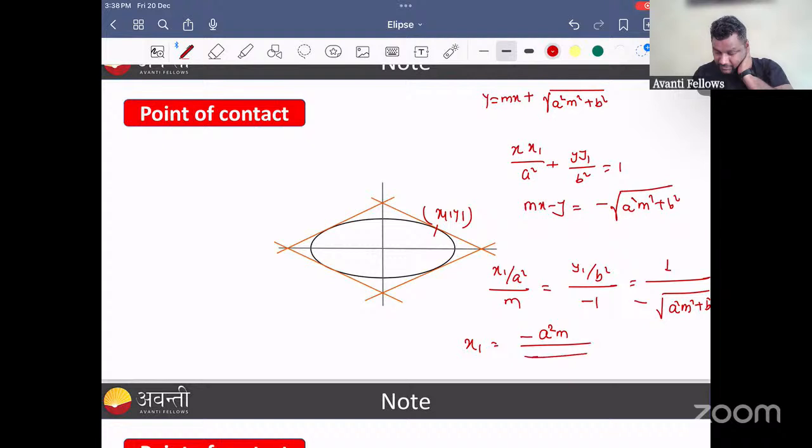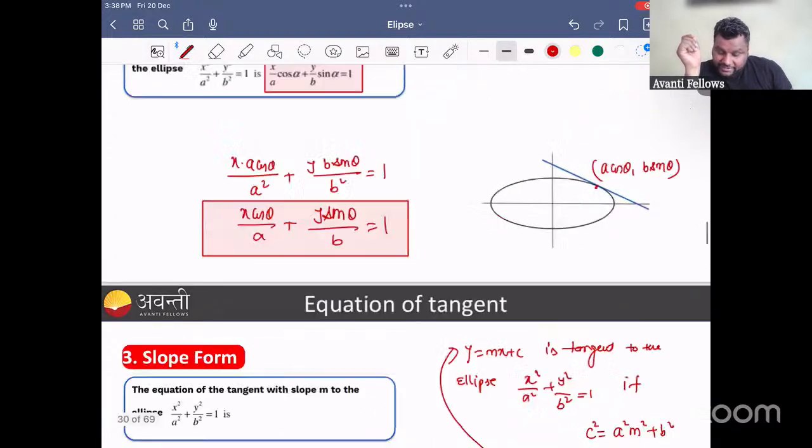under root of, and y equals b square upon. Understood? So this is how we find the point of contact of a given tangent. Exactly the way I have done it here. Have a look.